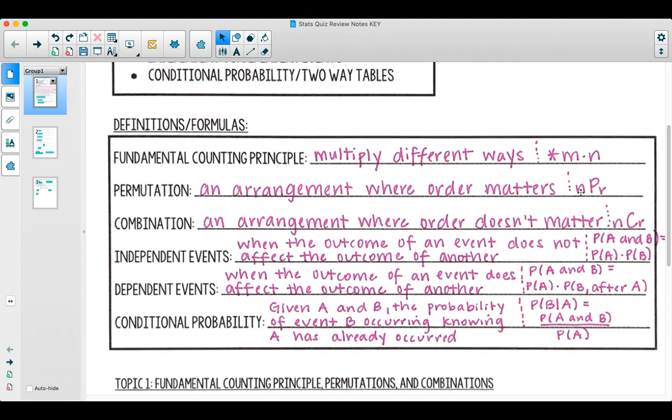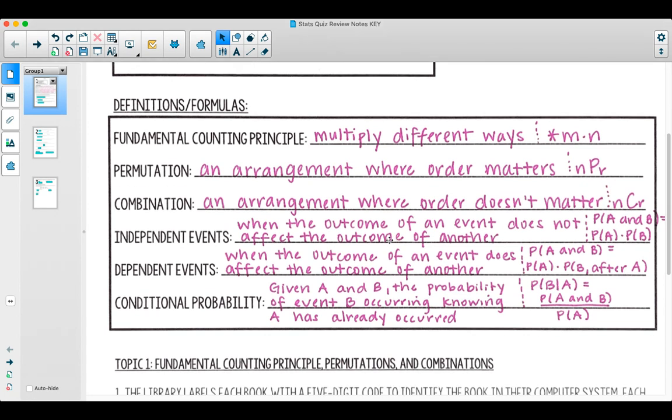Just as a refresher, n is the total number of items, and r is how many you're focusing on. So if we were doing a permutation and there were 20 people and we wanted to know how many ways people could get president, vice president, or treasurer, it would be 20P3. But we'll go over that in the different practice problems. An independent event is where the outcome does not affect the outcome of another. So we just take the probability of A times the probability of B.